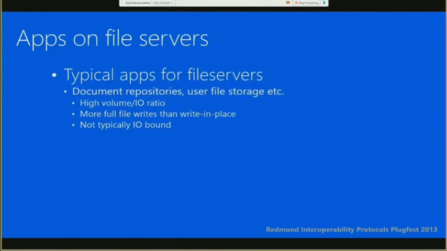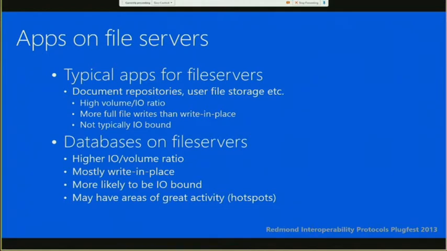Now, SQL Server is a little different than your typical file server workload. Typical apps that use file servers as a data store are, for example, your Office products, and they tend to write new copies of Word documents. They don't tend to overwrite in place. They tend to write new versions of things, right? And most often, the I/O performance or the I/O per second requirements are a little lower. SQL tends to be a little heavy on the I/O side in terms of requirements.